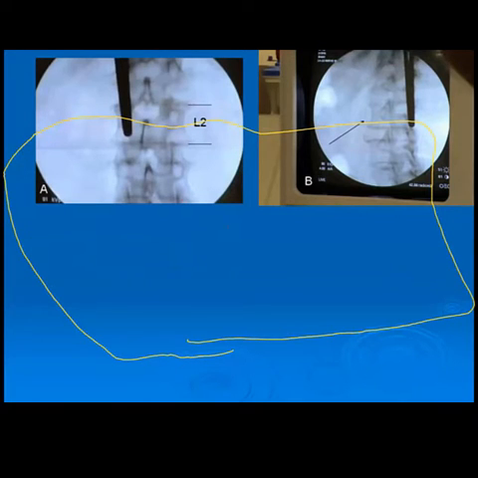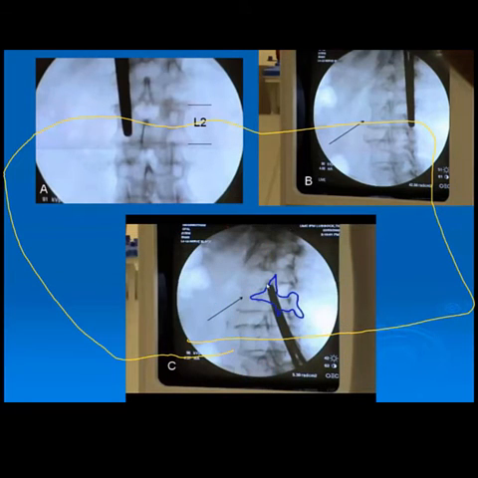This is the area of interest, this is the starting point, and this is the entry point for your needle. As you can see here, the transverse process has disappeared behind the lateral border of the lumbar vertebra. This is the entry point. Put a local anesthetic, lidocaine 1%.